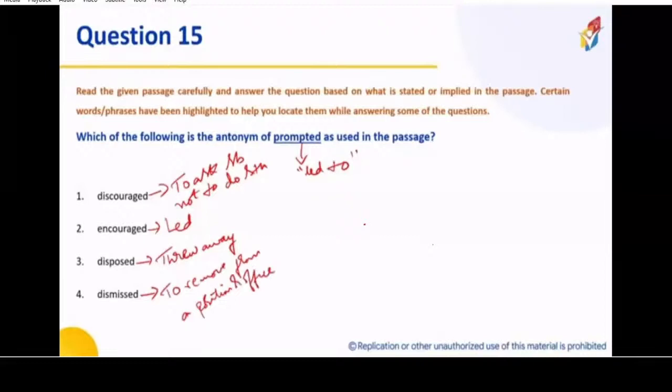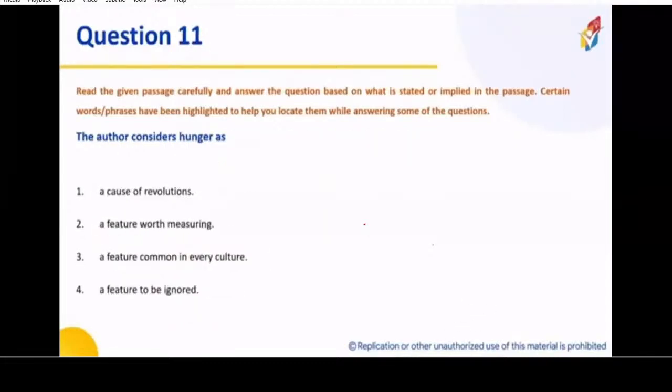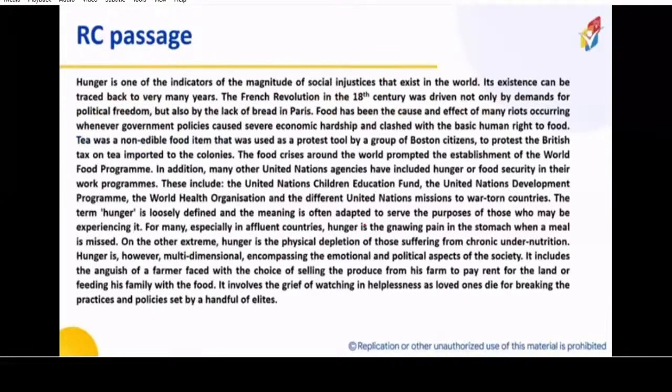Based on all of these, we can easily understand that the word encouraged replaces the word prompted pretty well. If you were to go back to the passage again and try to apply each of these words, discouraged, encouraged, disposed, and dismissed, we see that it's encouraged that fits the context best. So the food crises around the world prompted, meaning the food crises around the world encouraged the establishment or led to the establishment. However, the question here asks for an antonym of the word encouraged, as you see. So the answer should be option 1, discouraged.